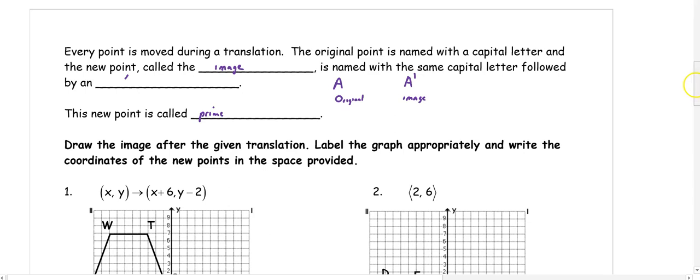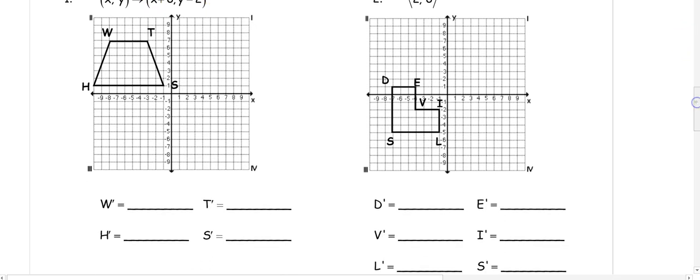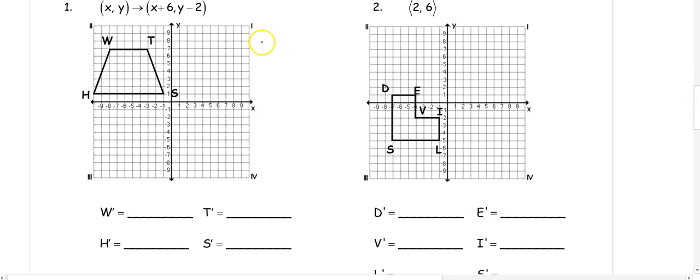in the space below. So number 1, this is coordinate notation, which has x plus 6 and y minus 2. That means we're going to move every point right 6 and down 2. So from each point, I'm going to count over 6 and down 2. When I label my new point, the same letter with the apostrophe.